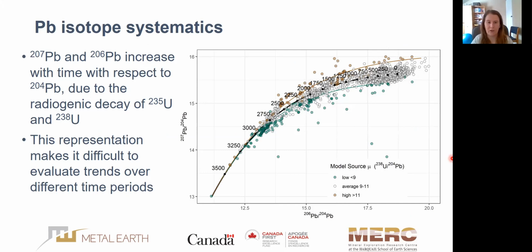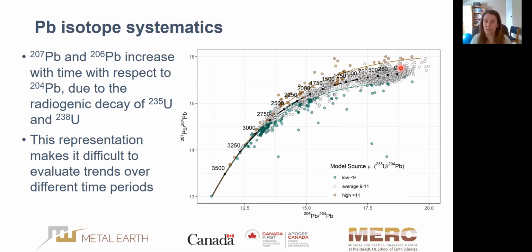On a plot here of 207/204 versus 206/204, something with an average Earth composition would start here in early Earth's history and generally evolve along this black line to the present day here.